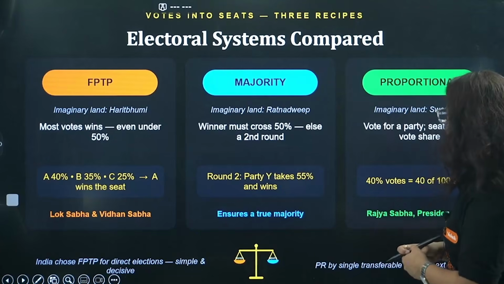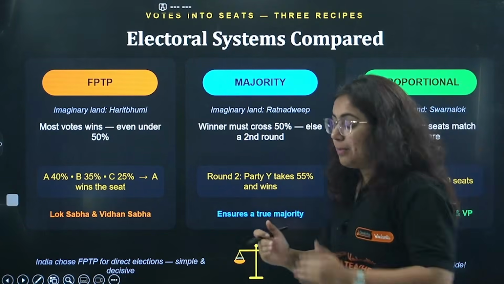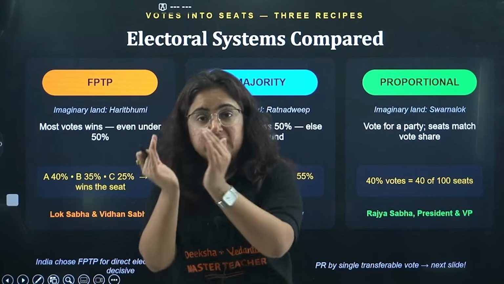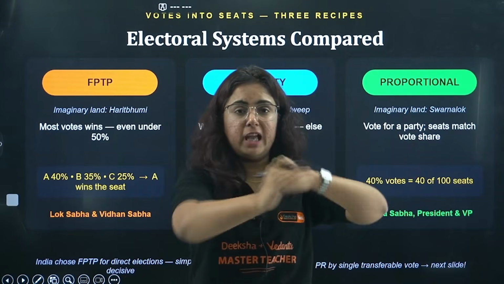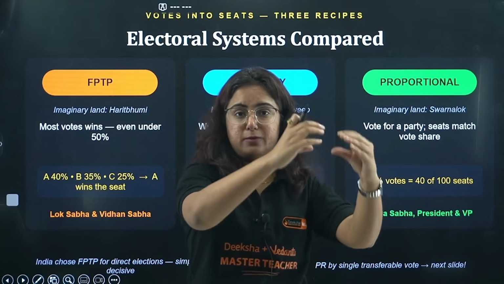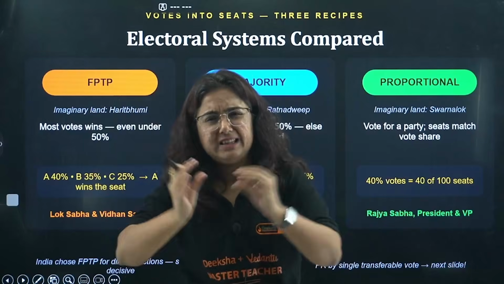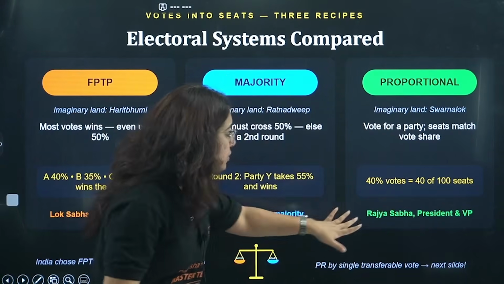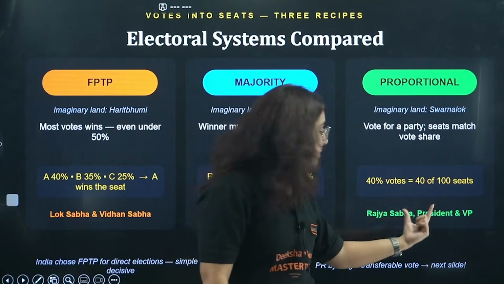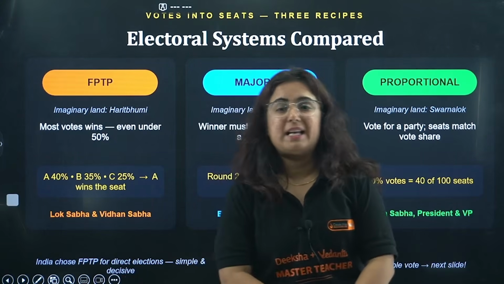So what happens in proportional representation? In Rajya Sabha, the representatives you choose vote for the party, and according to the proportion of their votes to the party, the seats will be allocated to them. This is the simple method used over here. So the votes in this type of system happen for Rajya Sabha, for president, and for vice president.